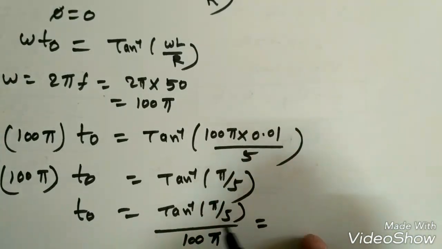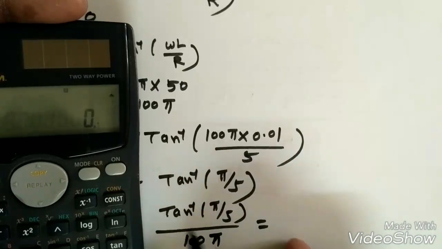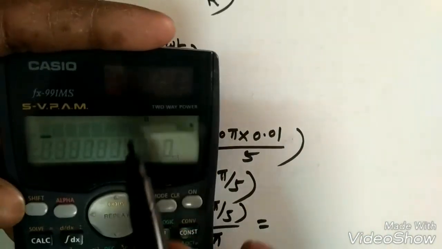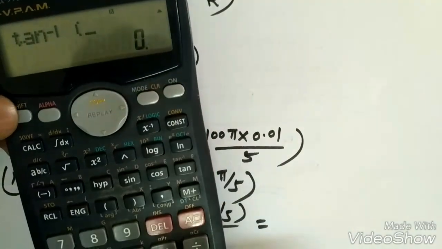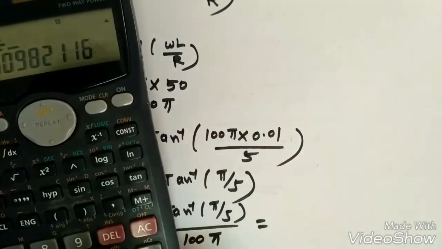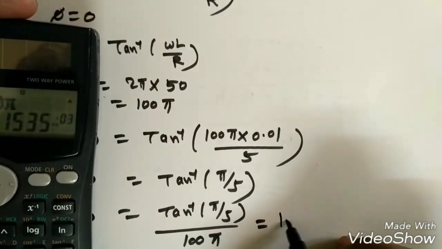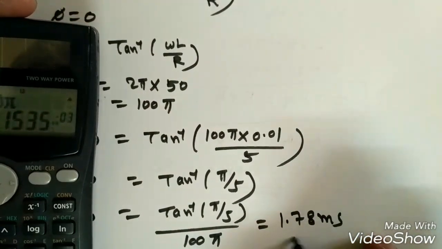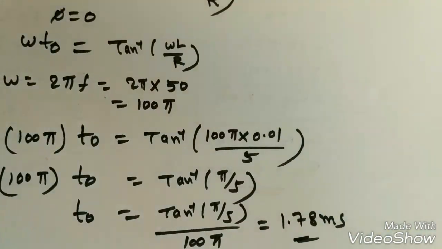Now to solve this tan inverse pi by 5, we need to use the calculator. Don't use degree mode; you have to use radian mode. So shift tan inverse pi divided by 5, divided by 100 pi. So 1.78 millisecond. 1.78 millisecond is the t naught value to obtain the transient free condition.